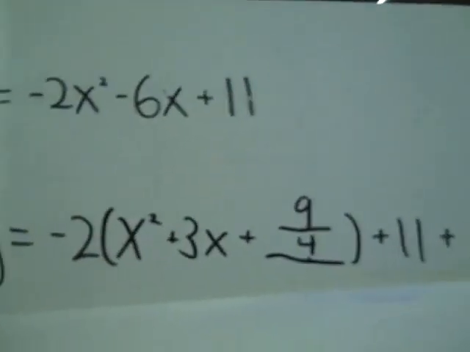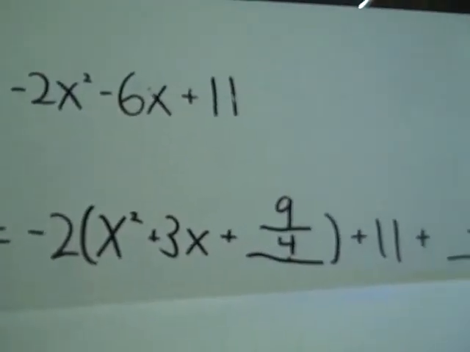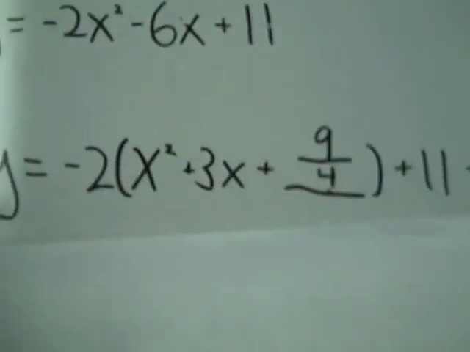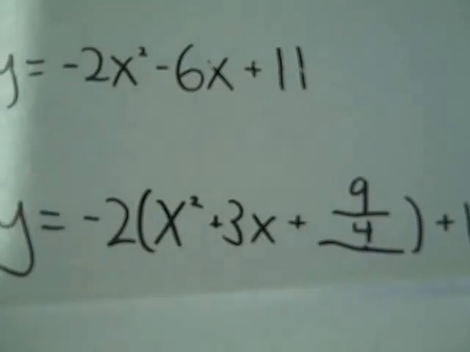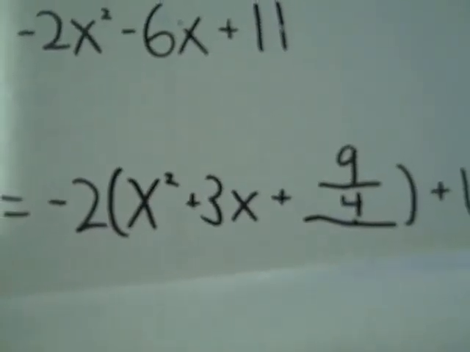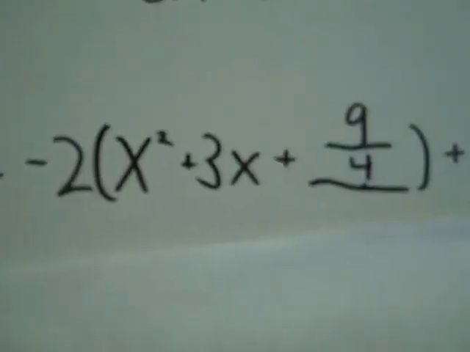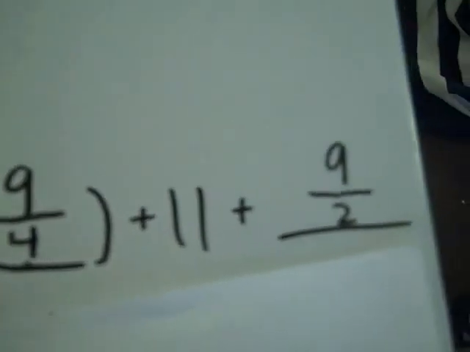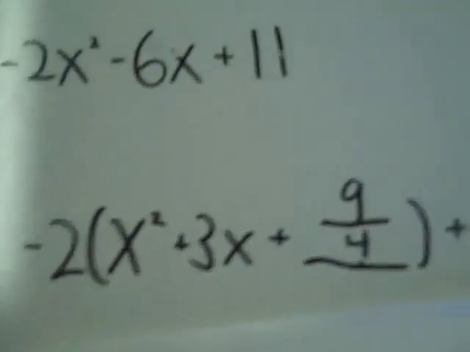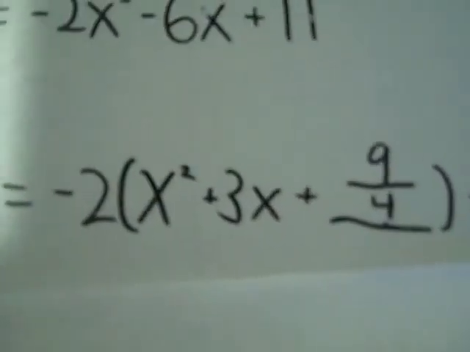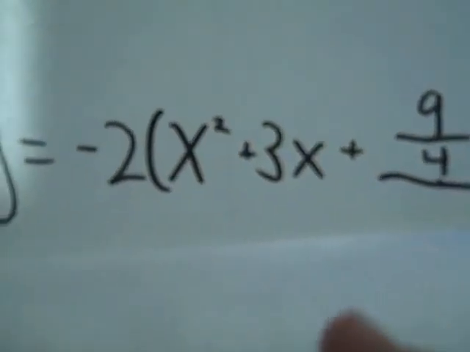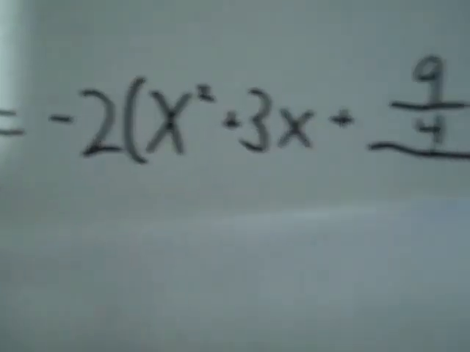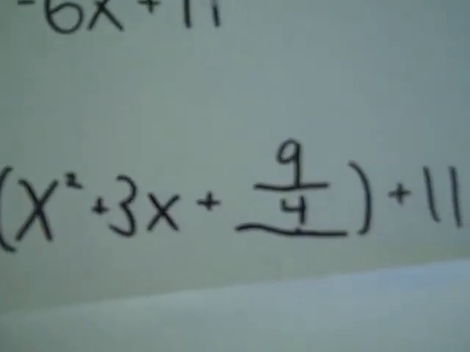Next step you do is to factor out the negative 2 from the first two numbers. So you get y equals negative 2 times x squared plus 3x plus blank, because you're completing the square, and then outside of the parentheses plus 11 plus blank again. To get the number in the blank, you take half of b and square it. So half of 3 is 3/2, and you square that, and that's 9/4.